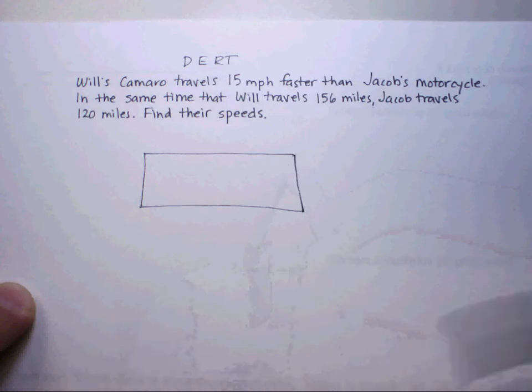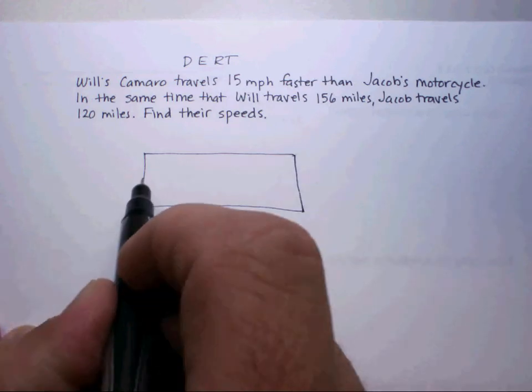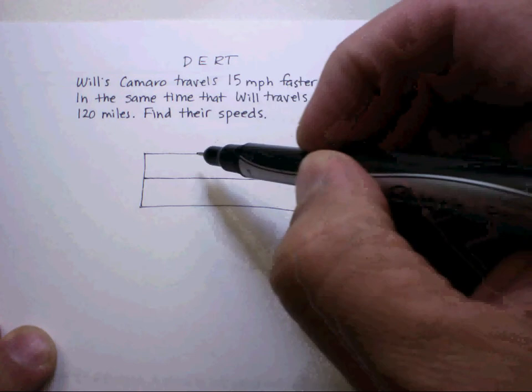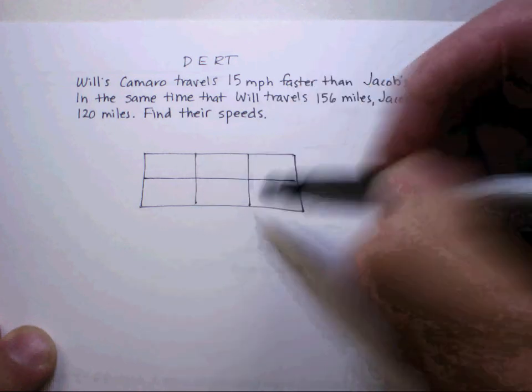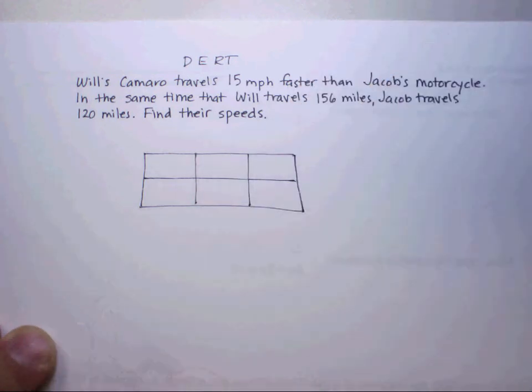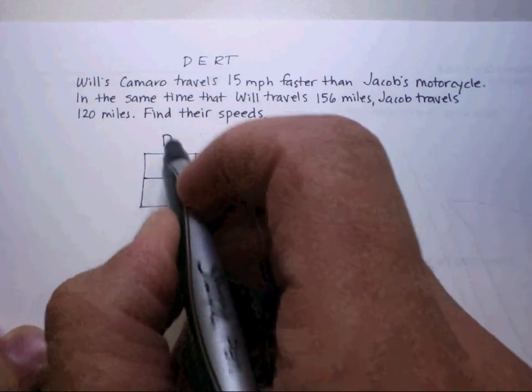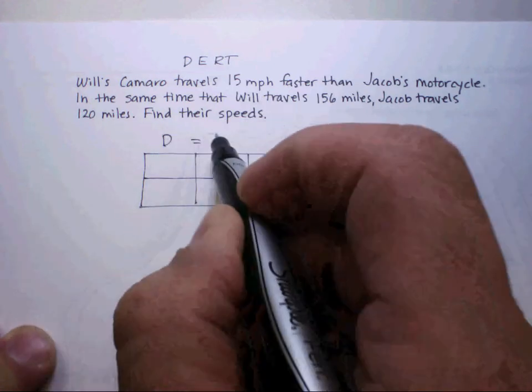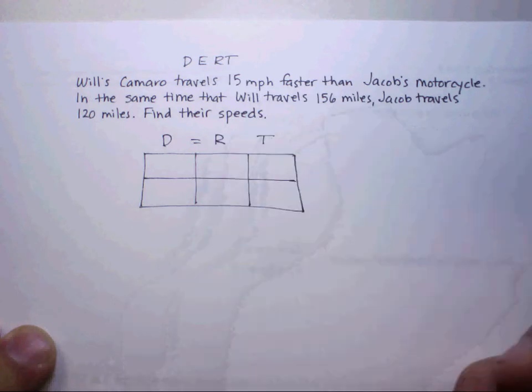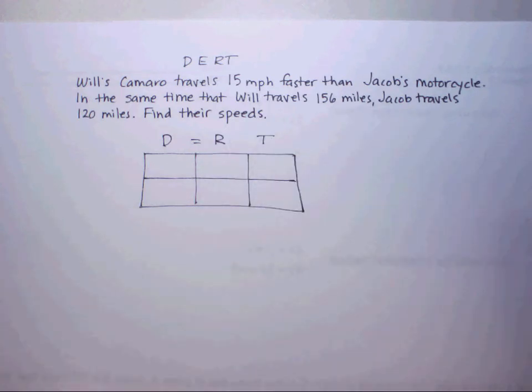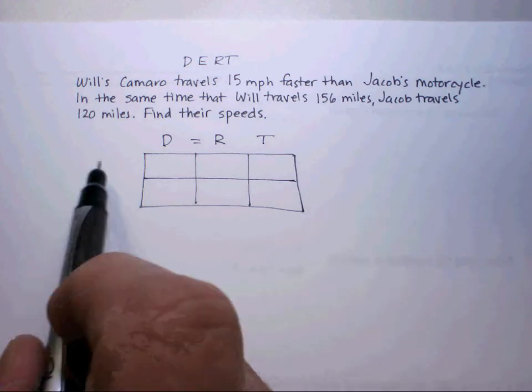And that's appropriate because we're talking about usually some kind of land or distance or something like that. And my DERT box has 6 compartments. Set it up just like that. It's much easier. And on the top, I put in the distance is equal to rate times time. That's a common formula that people need to know.